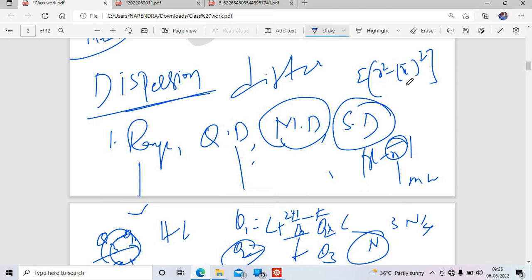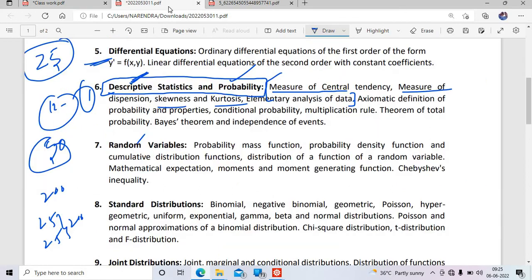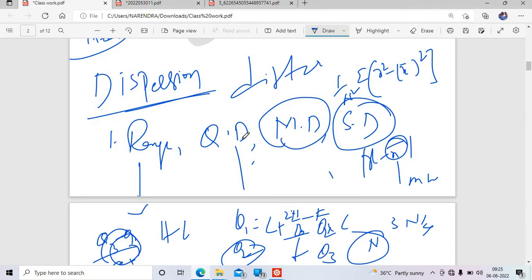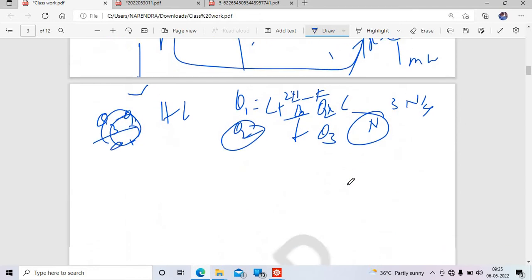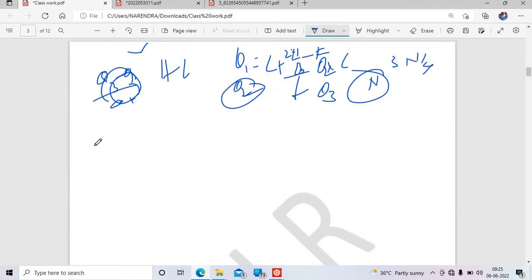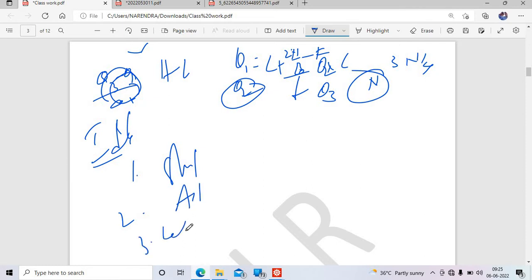Okay, so here 1 by n square will be there. So these three are the dispersion measures. Then we have skewness and kurtosis. In dispersion, the ideal measure is the standard deviation. So what is the ideal measure? For an ideal measure there are some properties. For example, it should be rigidly defined, it should be based on all observations, and it should have less extreme values.